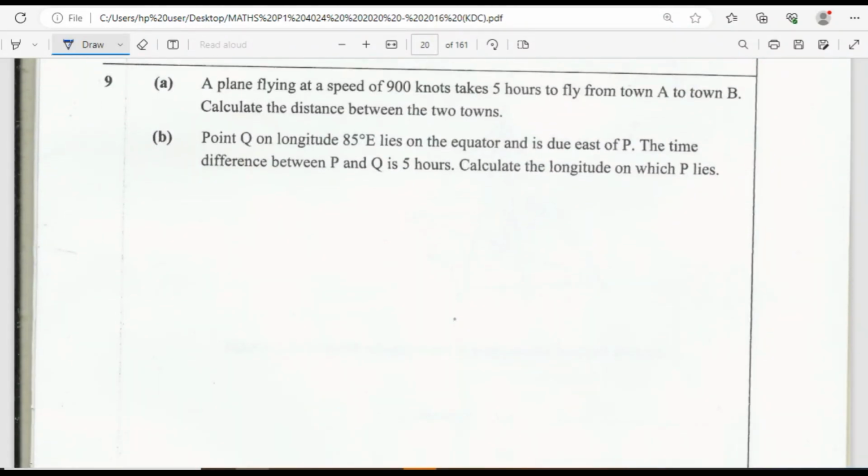Okay, so we have question 9a. A plane flying at a speed of 900 knots takes 5 hours to fly from town A to town B. Calculate the distance between the two towns.